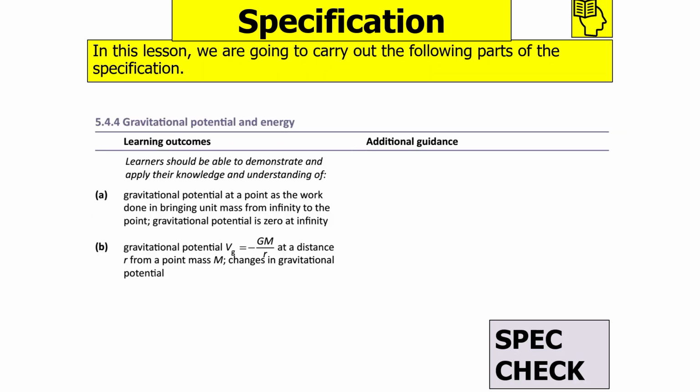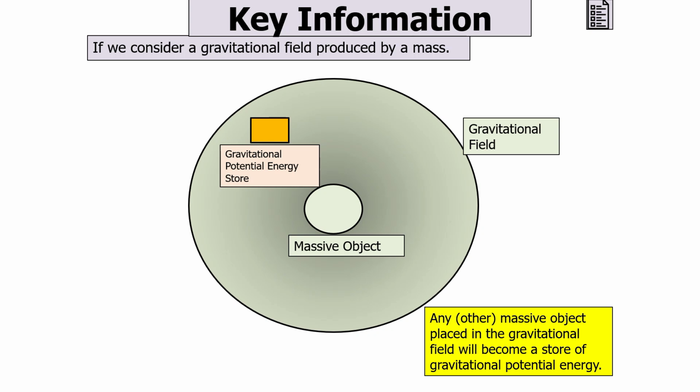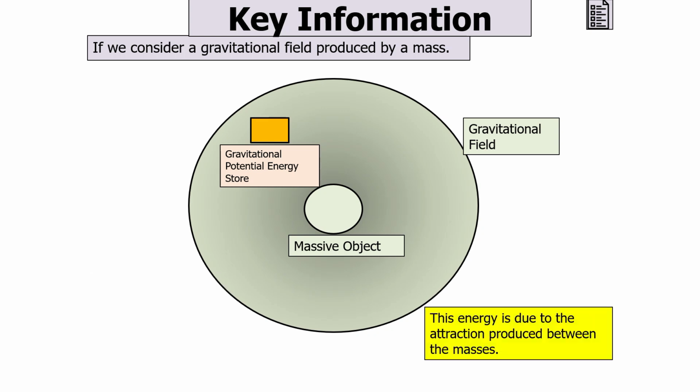So we're going to be looking at the following part of the OCR A-Level Physics specification, 5.4.4, Gravitational Potential and Energy. Now if we consider a gravitational field produced by a mass, any other massive object placed in the gravitational field will become a store of gravitational potential energy. This gravitational potential energy store is produced because of a resultant gravitational force acting on the object due to being in the gravitational field. So this energy is due to the attraction produced between the masses.